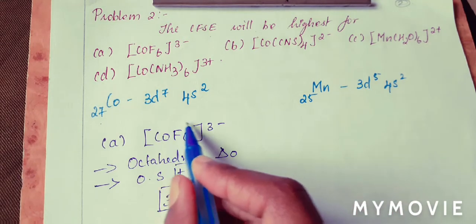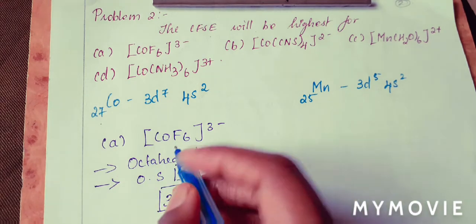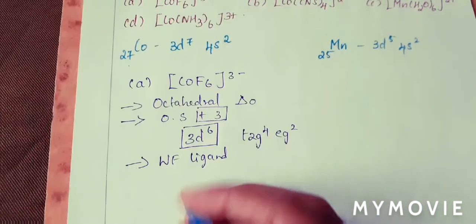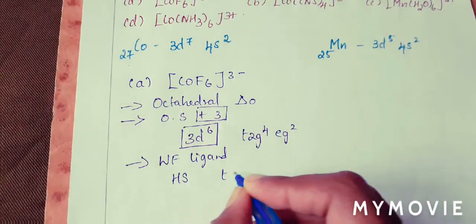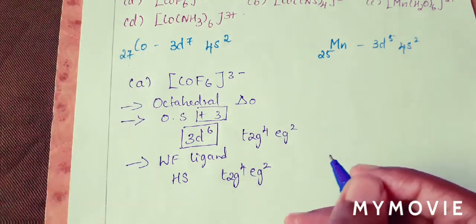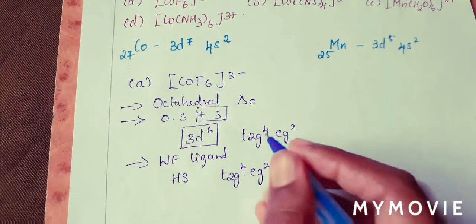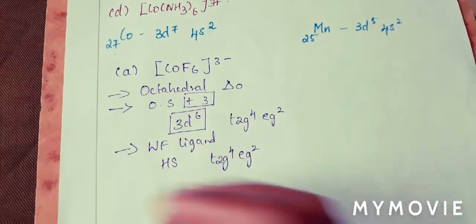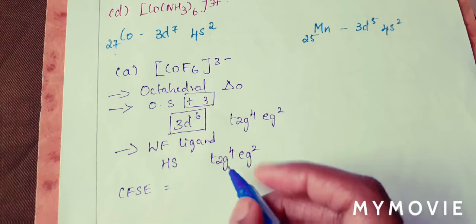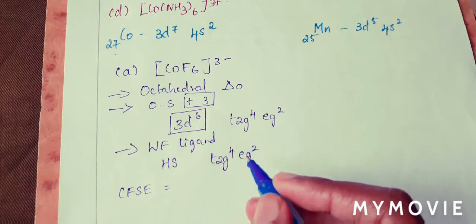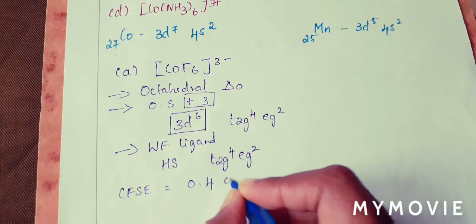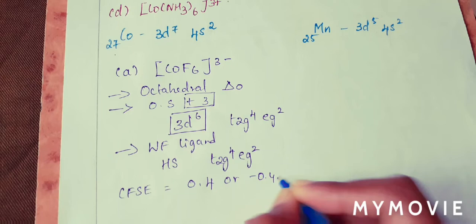Because here again, according to the third step, fluorine is also a weak field ligand. So a high spin complex is formed, and it's going to be t2g4 and eg2. Now the whole thing is over, I'm going to calculate the CFSE. For CFSE, we know it's an octahedral complex, so it's the same as the previous question. So I'm just going to write 0.4 or minus 0.4.